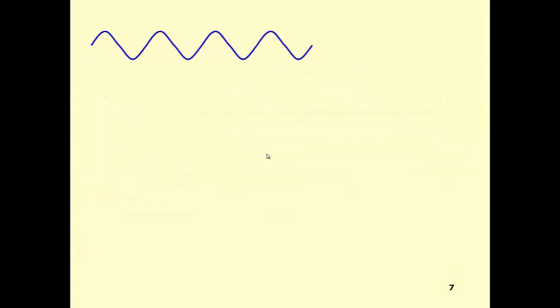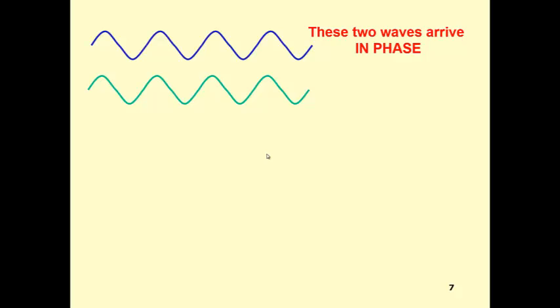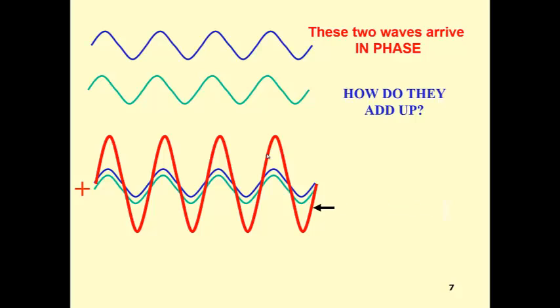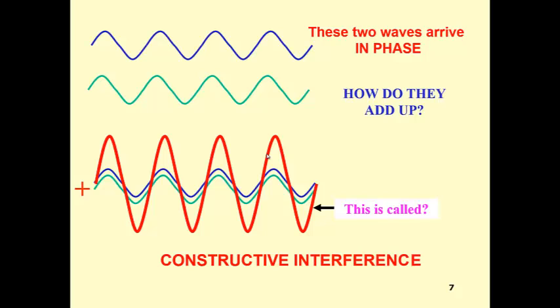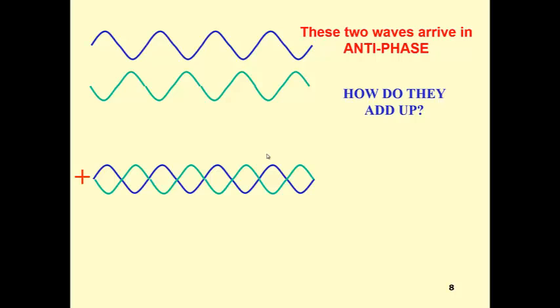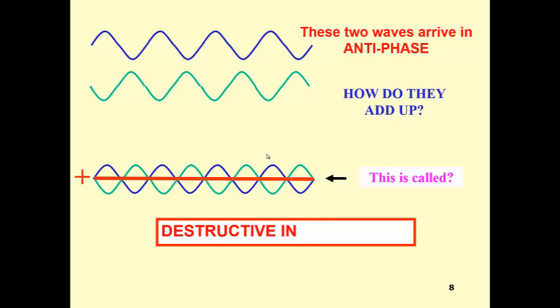So to give you an example, here's two waves which are in phase, which means the same position at the same time. How do they add up? Well, let's look. 1 plus 2, add them up, we get double the amplitude, same frequency. And this is called constructive interference. What about if they're out of phase? So two waves that are antiphase or out of phase, how do they add up? Well, add them up in this way and there's no wave left. This is called completely destructive interference.